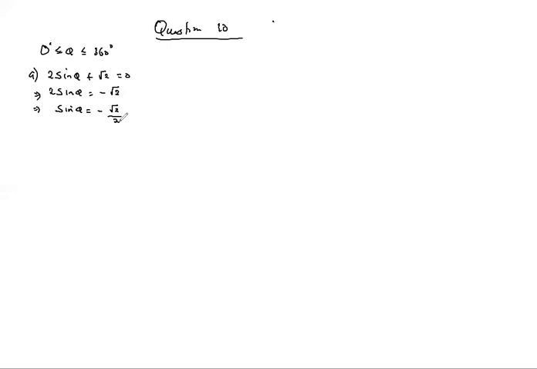So the easiest question here is, what angles? Okay, first you find one angle in the first quadrant that gives you root 2 over 2. So you know that sine 45 is root 2 over 2. But this 45 is in the first quadrant. So now we go and look for 45 in the third and fourth quadrants where sine is negative.